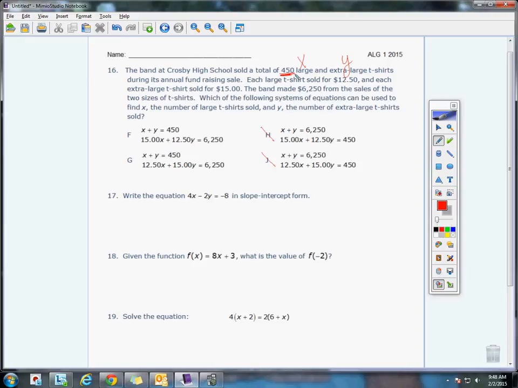We only sold 450. Now, if you look over here, your next two equations that you need to see which one is correct has to do with the second line. Now, they both equal the money, so we're going to look at money. For a large t-shirt, so that's my X, it's going to be $12.50. So you can quickly look and see that your $12.50 that goes with your large t-shirt, which is X, is going to be G. They flip-flopped the two. They said it's going to be $15 for a large when it's $15 for an extra large. So F is wrong.